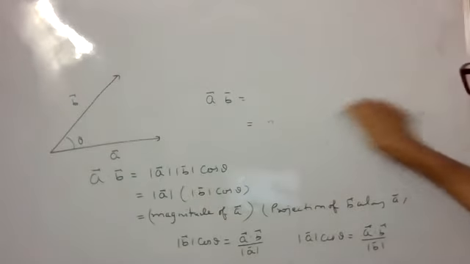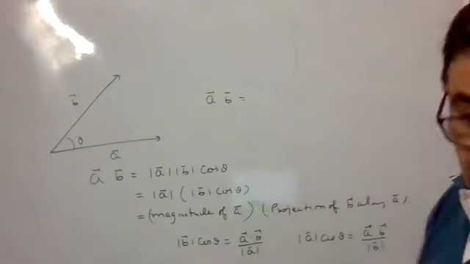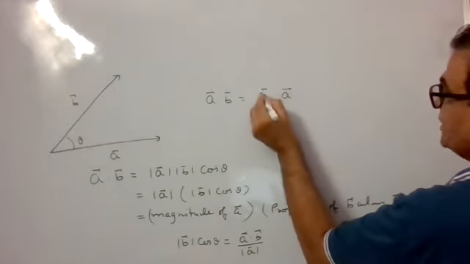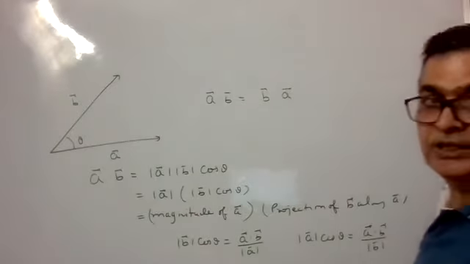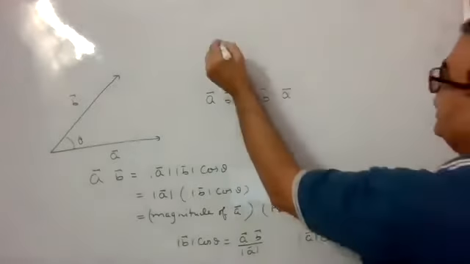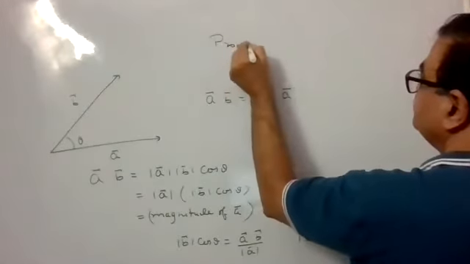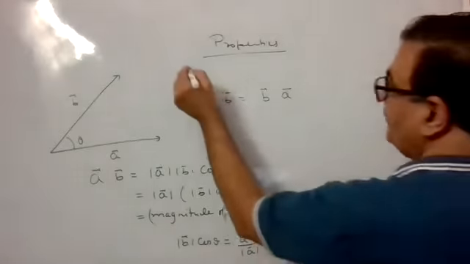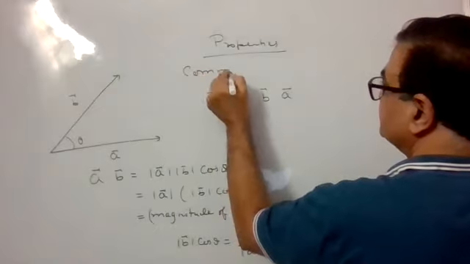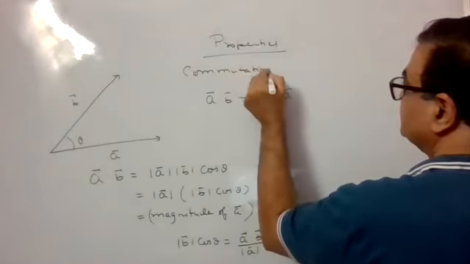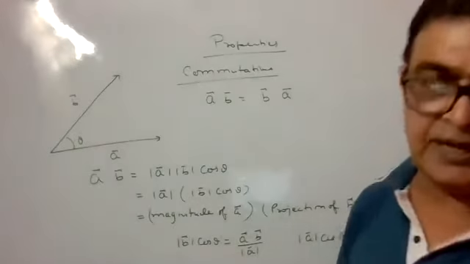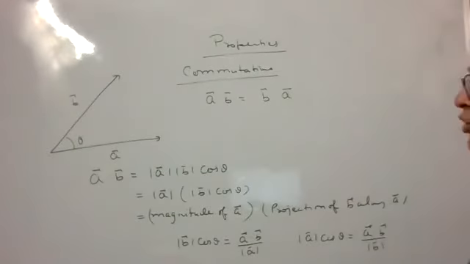Then one more property we know, that is A dot B is equal to B dot A. This is the first property I discussed about the dot product. So we are taking properties now. The first property, commutative property, holds here. That is, A dot B is the same as B dot A. This is called commutative property, which holds good.